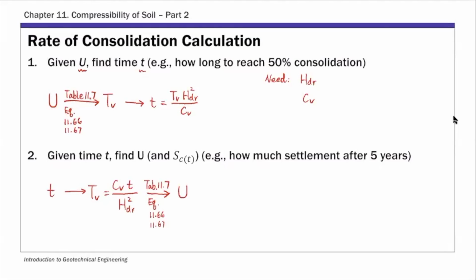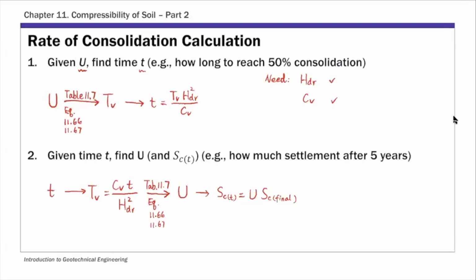So once you have this average degree of consolidation U, you can also calculate, if the problem asks for S_c, so S_c at time t is average degree of consolidation times S_c final. Okay. So that's if you're asked about the settlement. So that's the second type of problem. Again, you need these two values, the H_DR and C_V. Okay. So this is type 2.